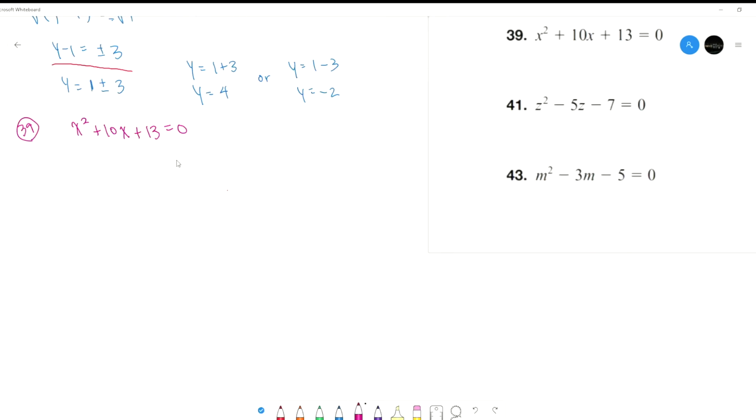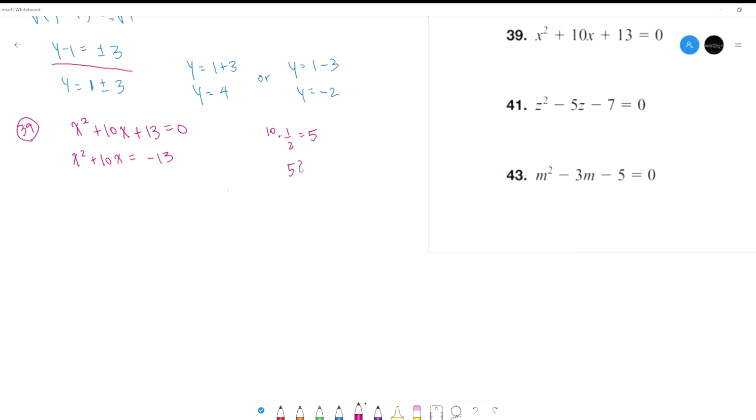So I'm going to move the constant term to the right-hand side. Subtract 13. I get x squared plus 10x is equal to negative 13. Now, the b is 10, right? So I take 10 and I multiply it by half, and I get 5.